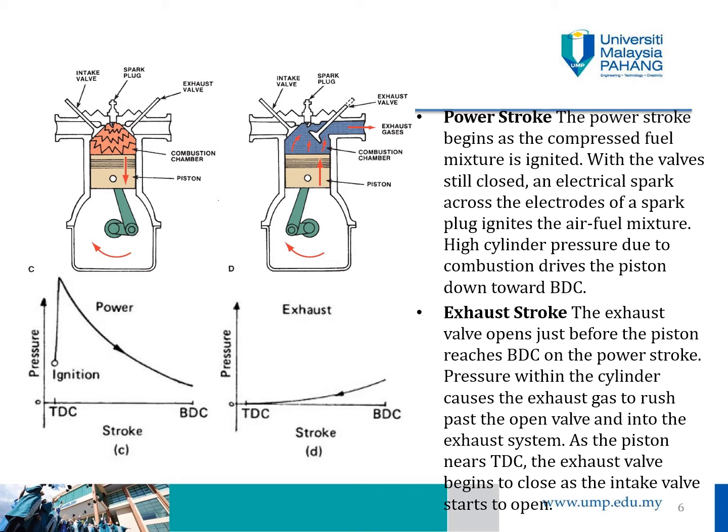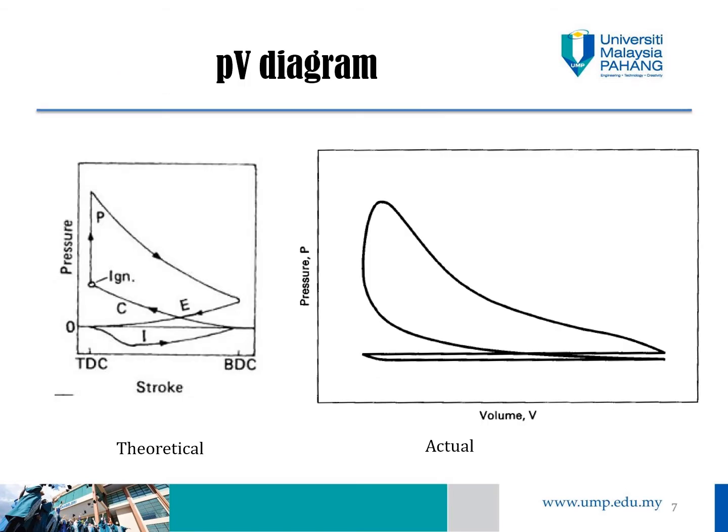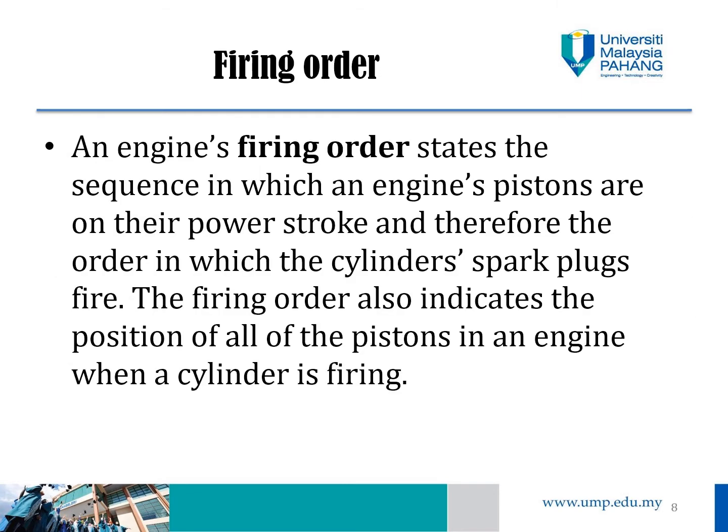And after that, the exhaust stroke, where you have to remove all the exhaust gases that have already been combusted. So this is the general PV diagram of a combustion engine. Theoretical is on the left hand side and actual is on the right hand side. You can see the actual PV diagram is not squarish, it is filleted at the edges.